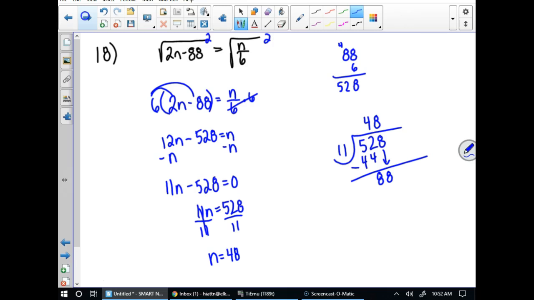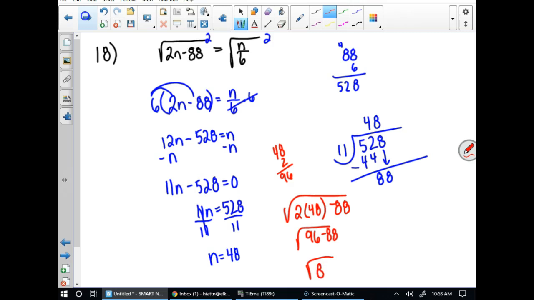Always have to check your answers. So 2 times 48 minus 88. Let's see, 48 times 2 is going to be 96. So 96 minus 88, that's following a square root, is going to be the square root of 8. And then on the other side, the square root of 48 over 6 is also the square root of 8. So this is the correct answer. Okay, questions?